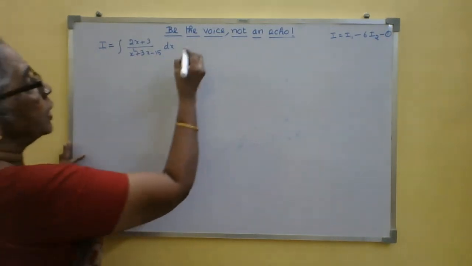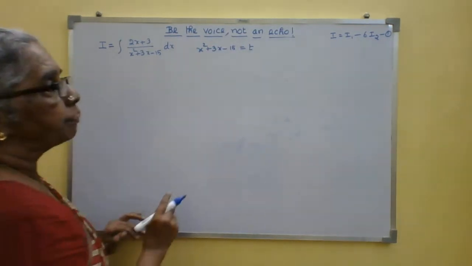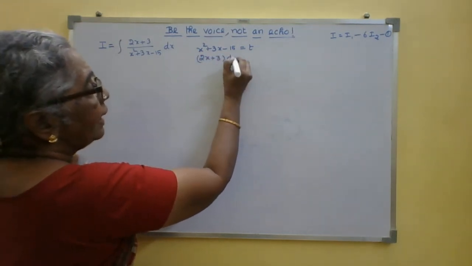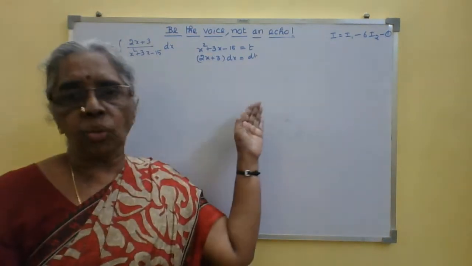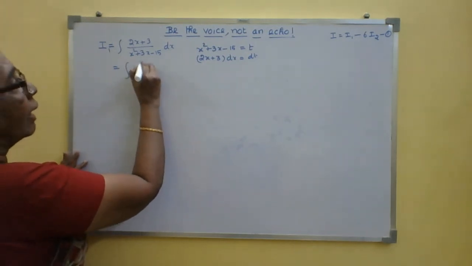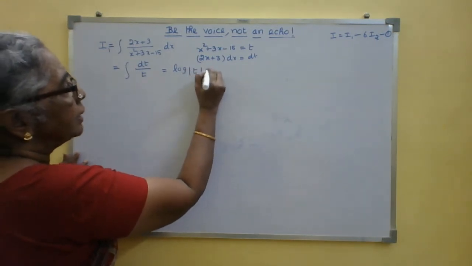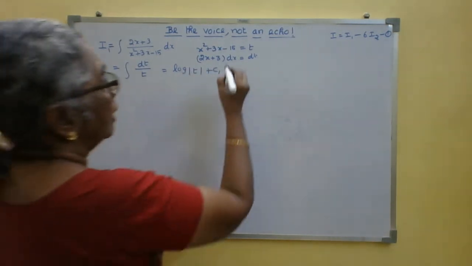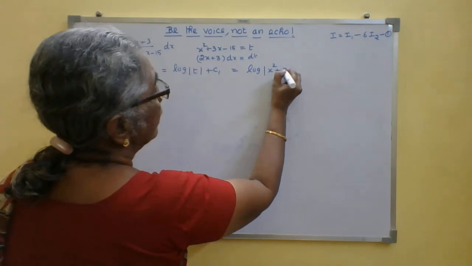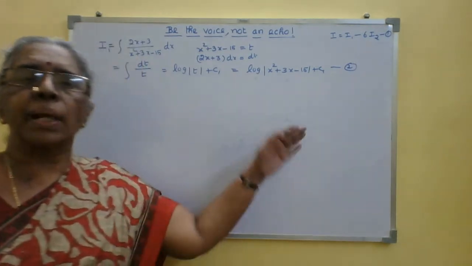So now if you substitute x squared plus 3x minus 15 is equal to t and differentiate, what will you get? You will get 2x plus 3 dx is equal to dt. That is, the numerator is going to become dt. So you will be getting I1 as integral of dt by t, which is log mod t plus c1. Let us substitute for t. You will get log mod x squared plus 3x minus 15 plus c1. Mark this as step 2.